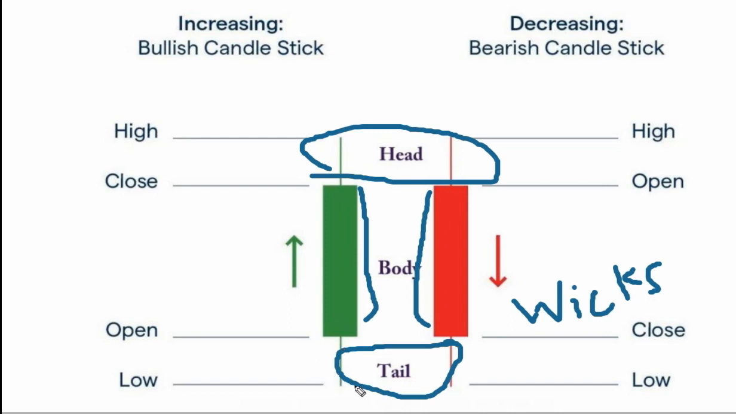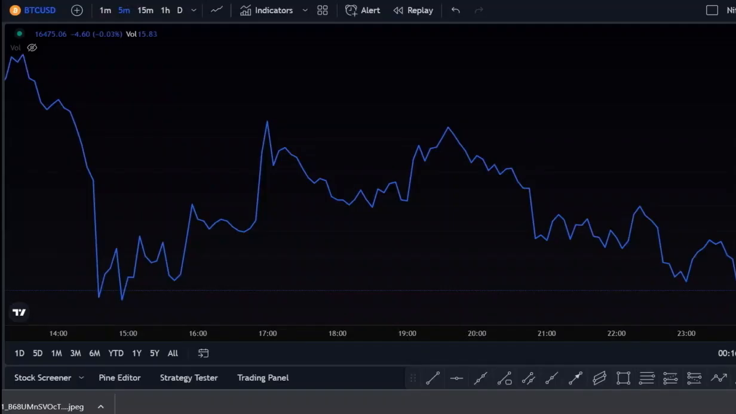The head means price is trying to make a new high and move up, but sellers became active and pushed the price below. And the tail means the price is falling at the start, but the buyers dominate and move the price up. So we have to consider the main body as the difference between open and close.